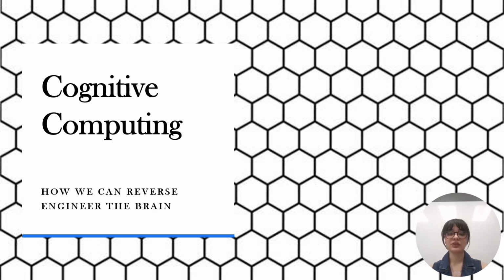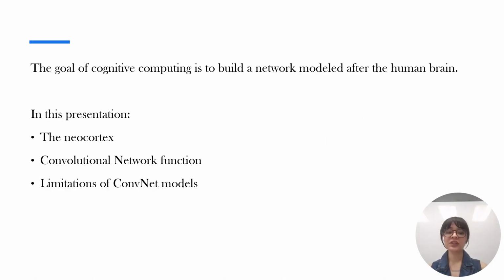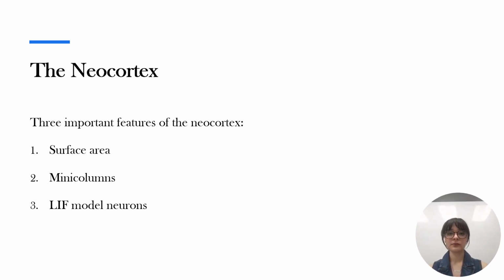One of the biggest questions in modern day is how we can build computers that work like human brains. This has led to the field of cognitive computing, which is the study of how we can reverse engineer the brain. The goal of cognitive computing is to build a network that is modeled after the human brain. In this presentation, I will discuss the neocortex and the features which scientists and engineers are trying to replicate. I will also cover convolutional network functions and briefly the limitations of ConvNet models.